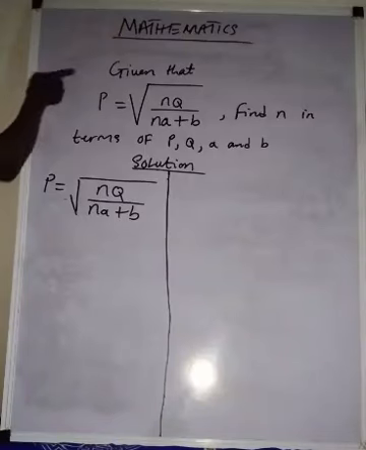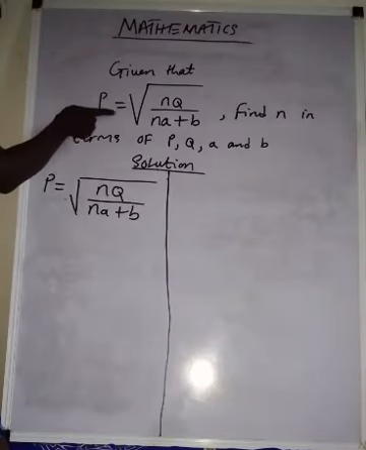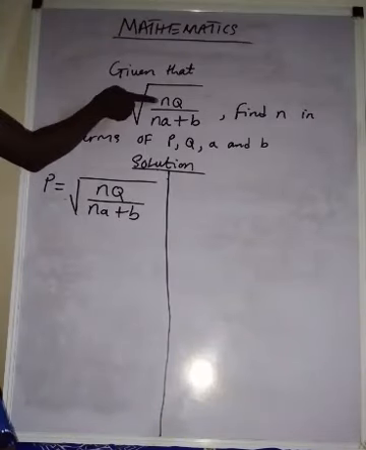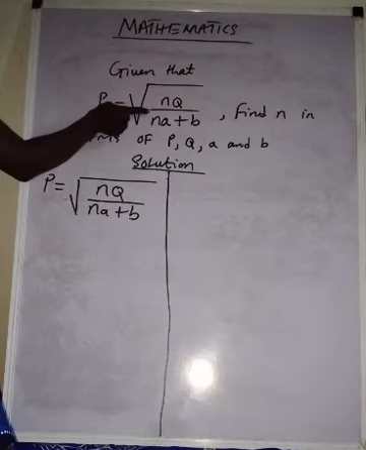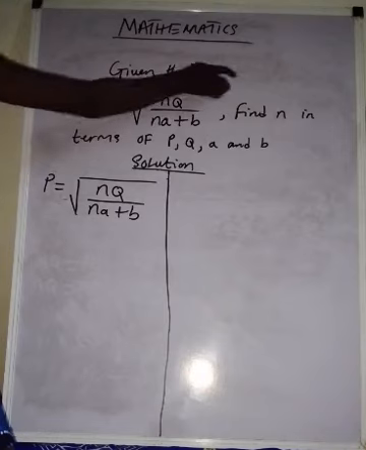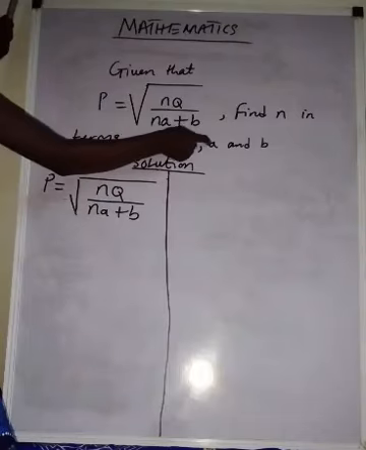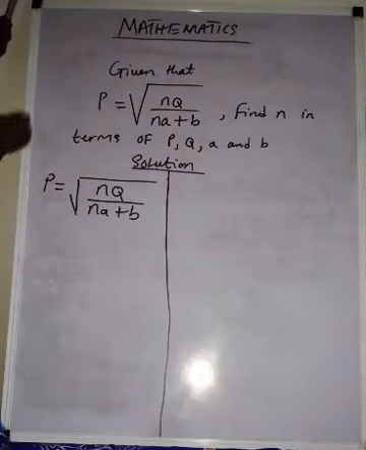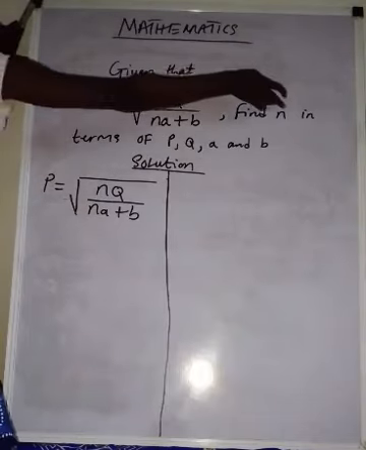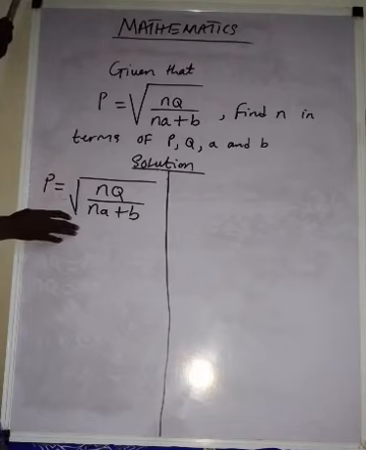On the board we have this question. Given that P is equal to the square root of NQ over NA plus B, find N in terms of P, Q, A, and B. So what this means is that we are going to make N the subject of the formula from this equation that we have here.